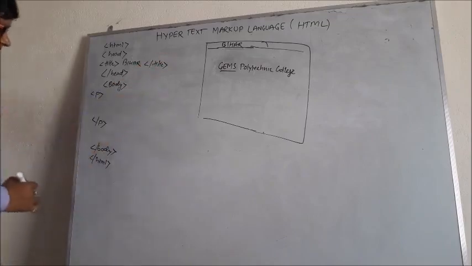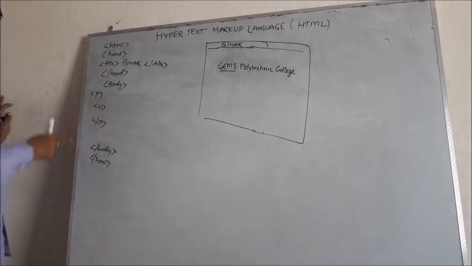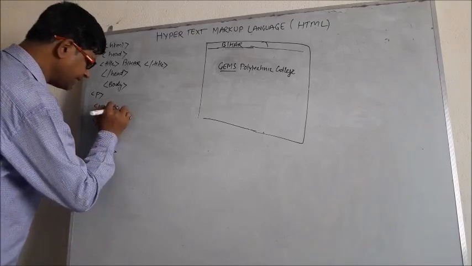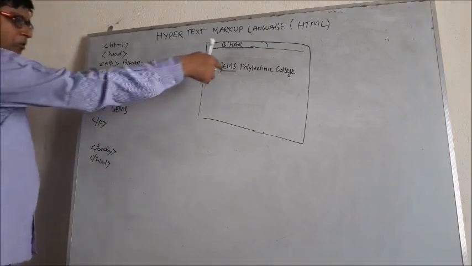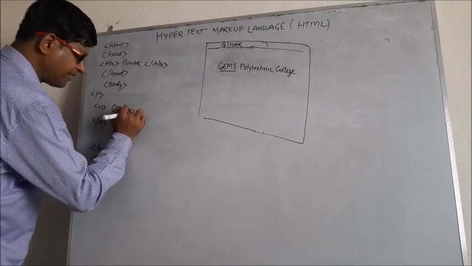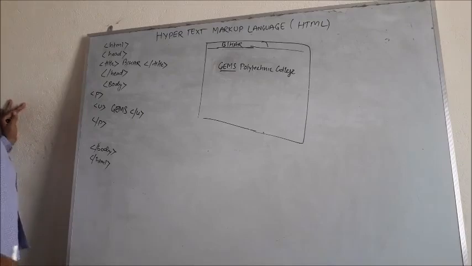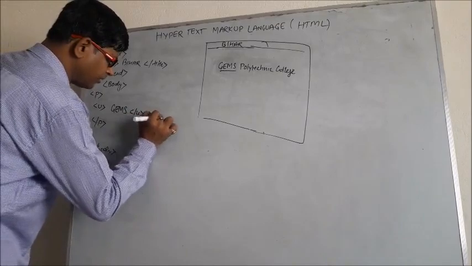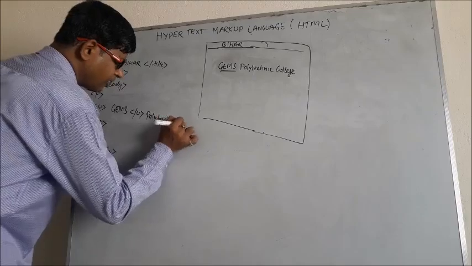Okay. Now, how to use GEMS Polytechnic College between these paragraph tags? For underline, we will use the tag U, right? This tag is used for underline, and we will just write GEMS. And after writing GEMS, we will close the underline, so closing the underline will be /U, and after that we can write Polytechnic College.